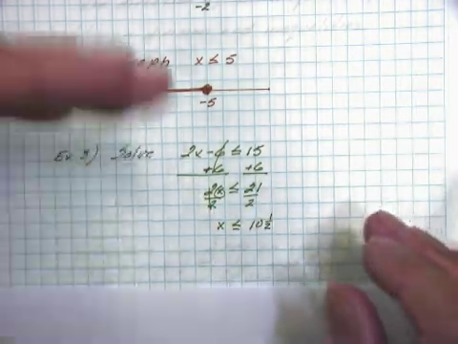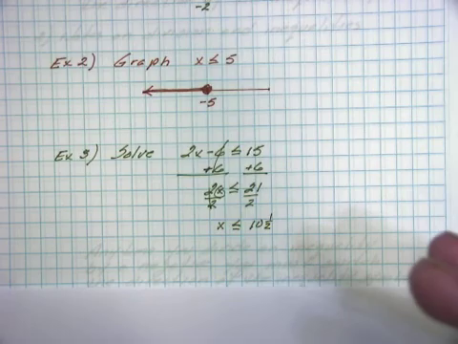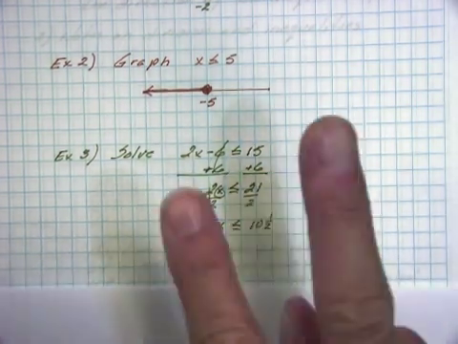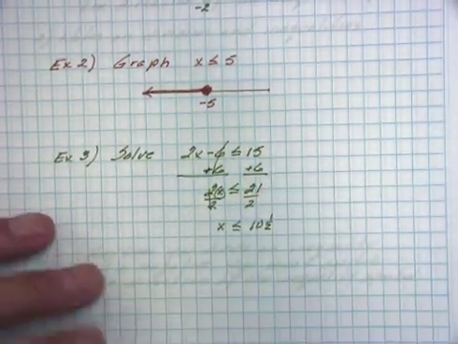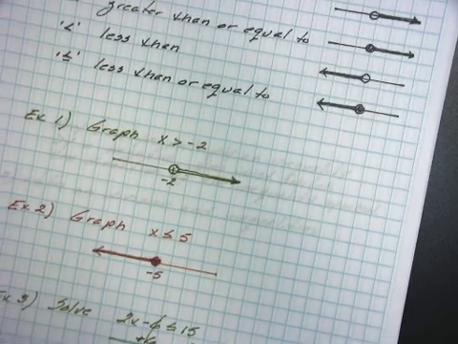So it's the same thing. The steps are the same, whether it's an equation or an inequality, except there are two distinct differences. We're going to talk about those next.